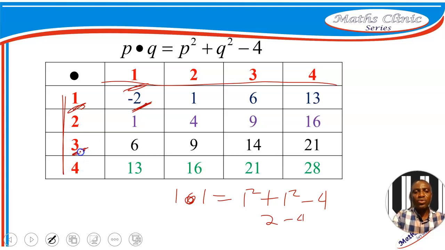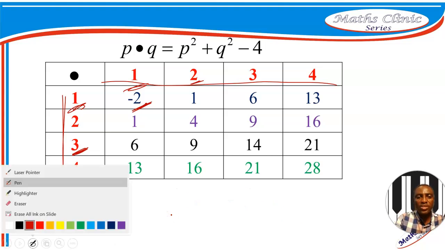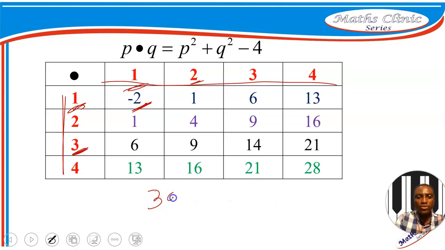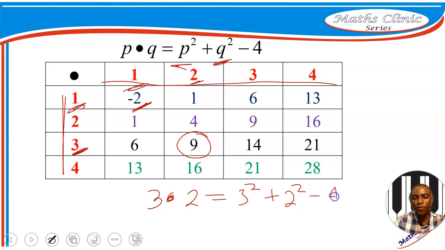Let me do another one. Let's say I'm doing 3 operation 2. So if I say 3 dot 2, okay, I want to see whether I'll get this answer. That would be 3 squared plus 2 squared, the first squared plus the second squared minus 4. So the first square is giving me 9, the second square is giving me 4, minus 4. And you see that 4 minus 4 is 0, 0 plus 9 is 9, and so I get this one.